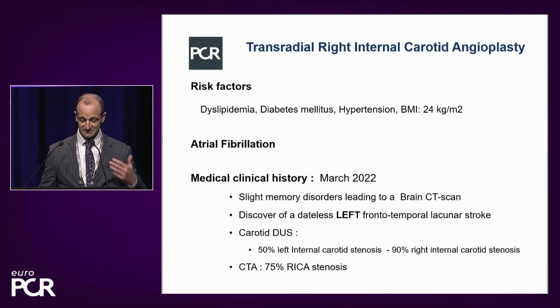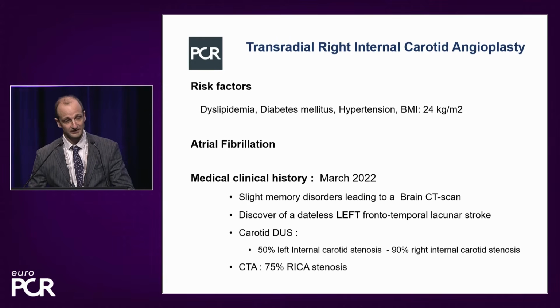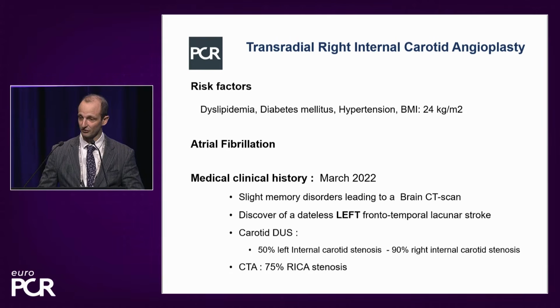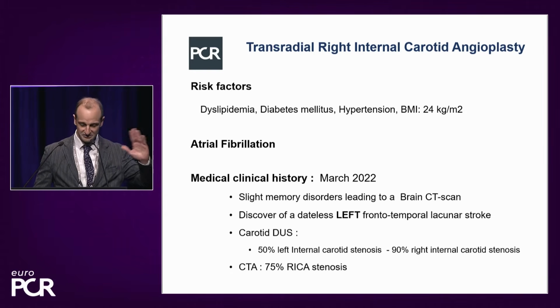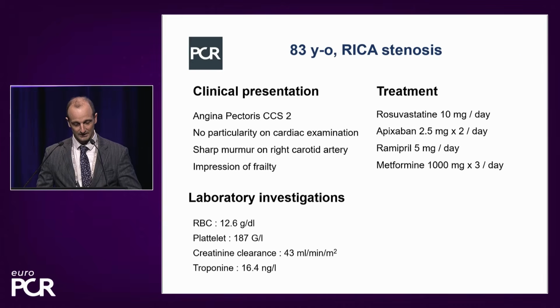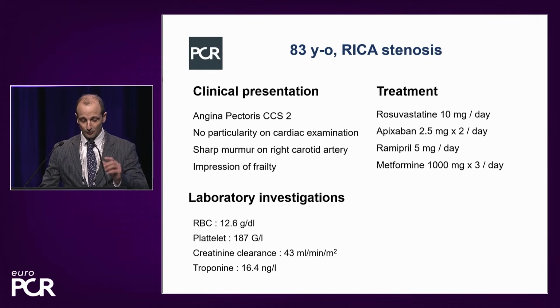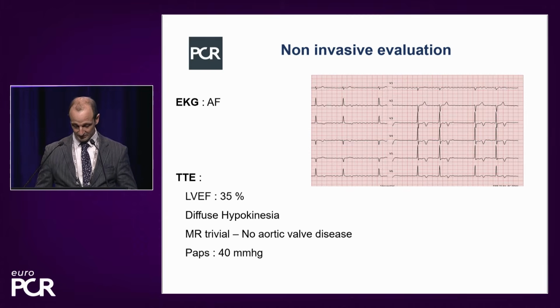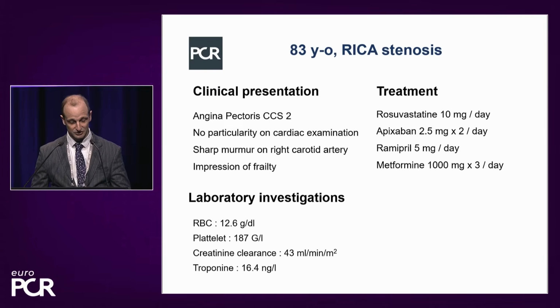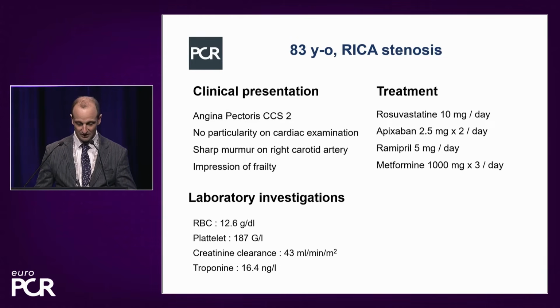Secondly, after this diagnosis, he underwent an angio-CT scan, and this CT scan confirmed a stenosis, but 75% on the right internal carotid. So there is a discrepancy between the Doppler ultrasound and the angio. There is another important point. He has typical angina pectoris at presentation, a sharp murmur on the right carotid artery, no abnormality on the lab tests, and a treatment which is adapted to his pathology.